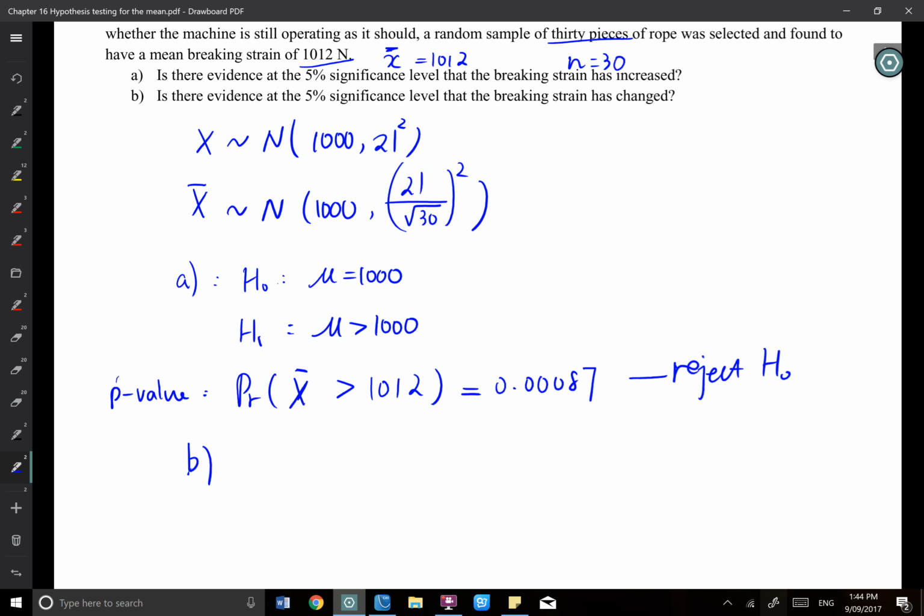Is there evidence at the 5% significance level to show that mu has changed? Has changed doesn't mean the change is larger or smaller. It's just changed. So H0 is still mu equals 1000, and H1 must be mu not equal to 1000. It can be anything else, it's just not 1000.